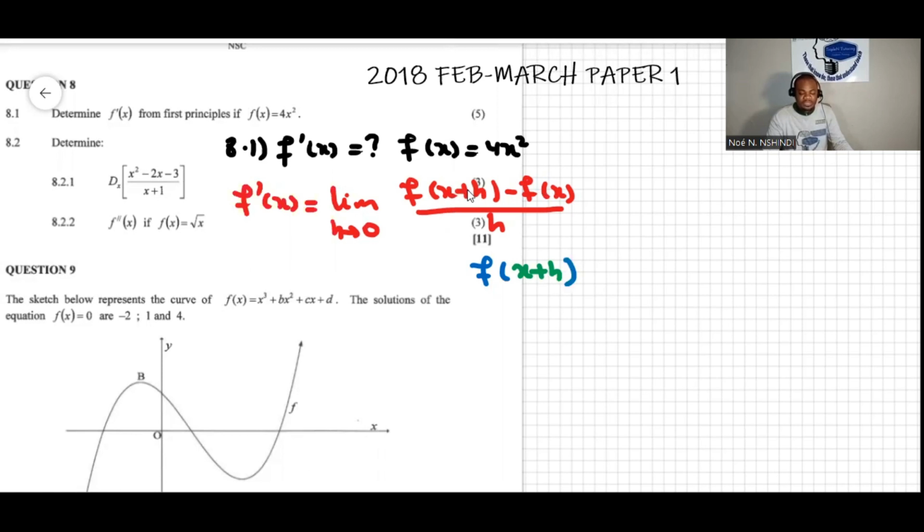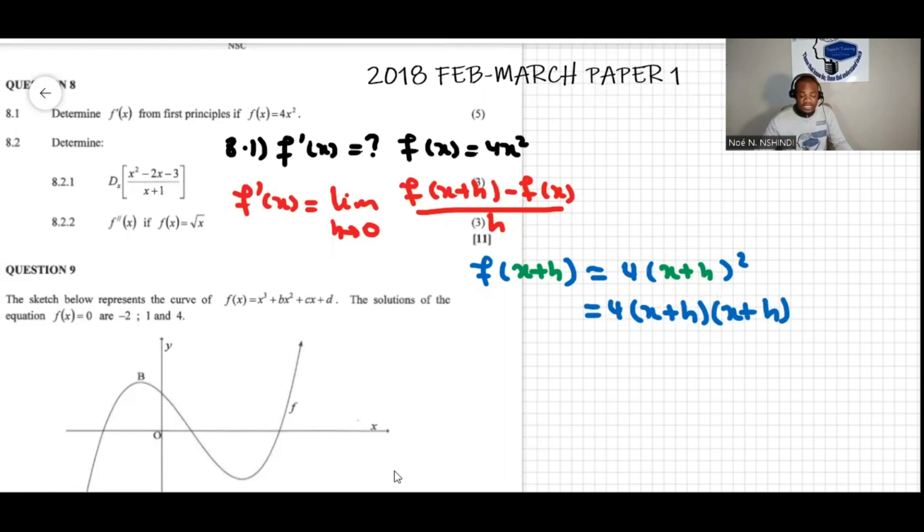So now f of x plus h simply means wherever we have x, we're going to substitute x plus h. Initially, the function was given by 4x squared. F of x was 4x squared. Now f of x plus h will be 4, open brackets, close brackets. So instead of me writing x, I am going to write x plus h, and then this will be 4 times x plus h times x plus h.